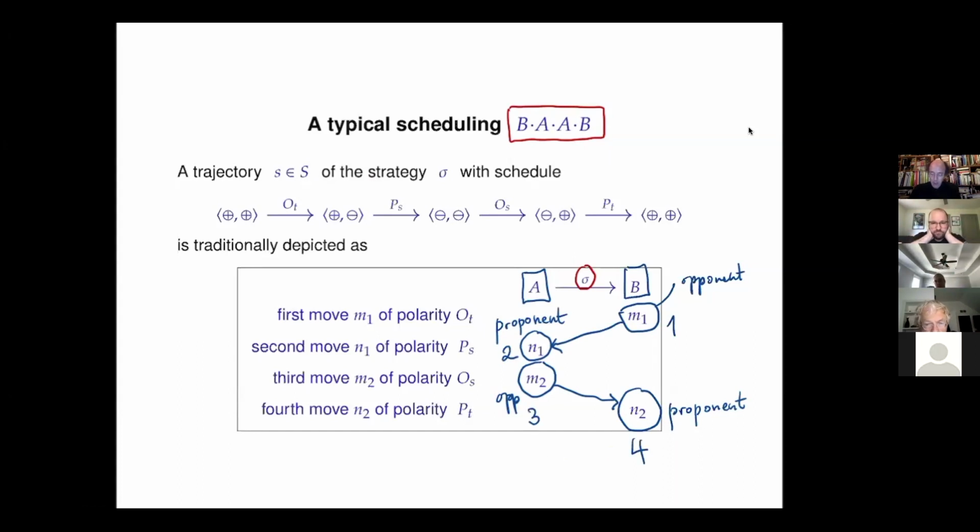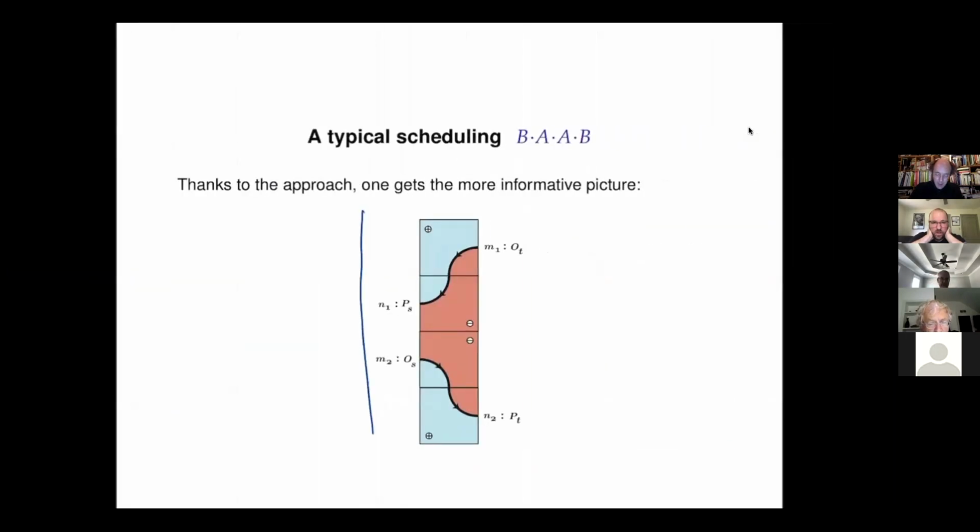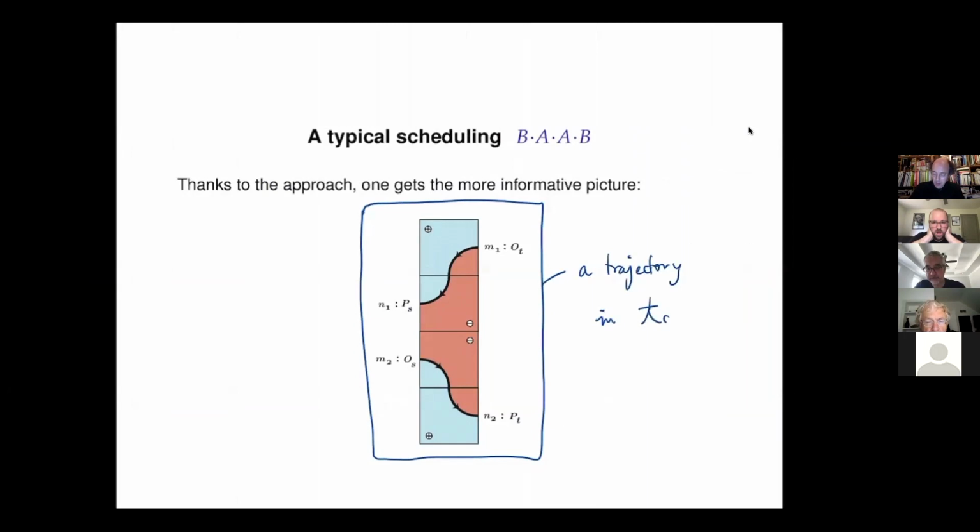And if we project on A and B, we don't have this information about the order in which the moves happen on each side. And so this extra information is in fact handled by this trajectory. Remember, this is a trajectory in Strat. So it's really about scheduling the moves in A and B.